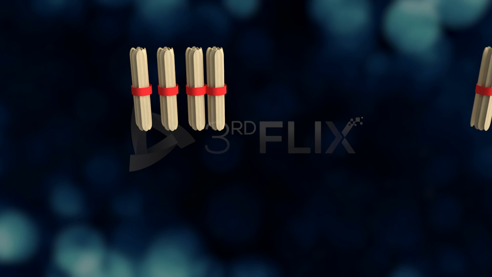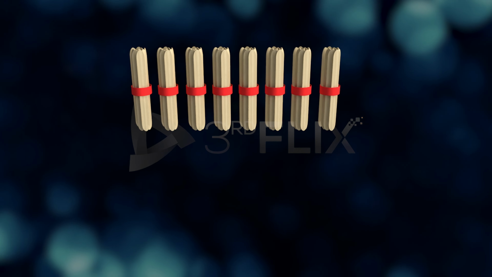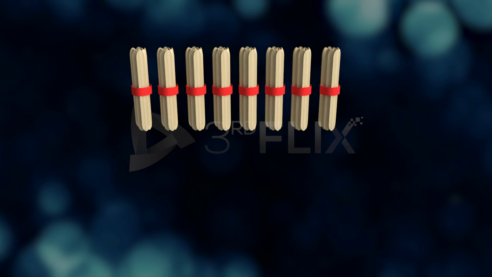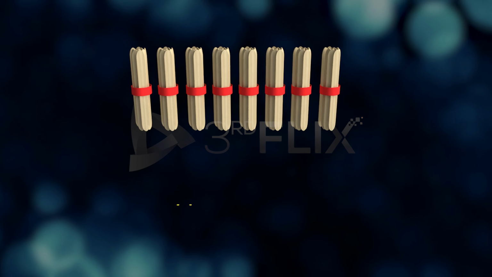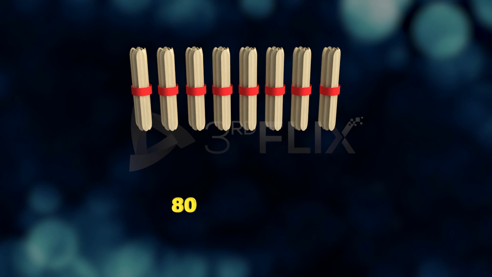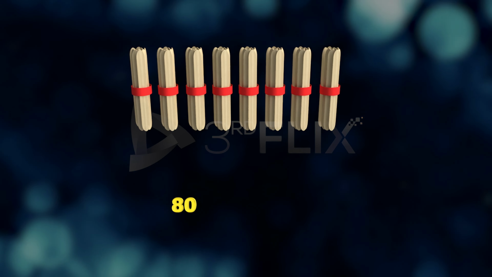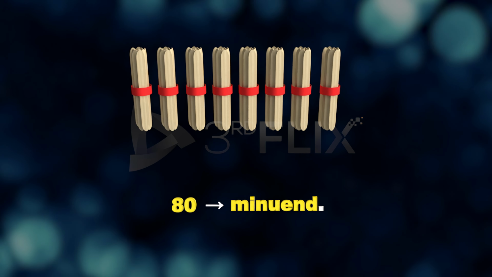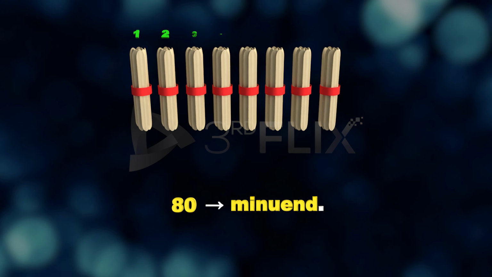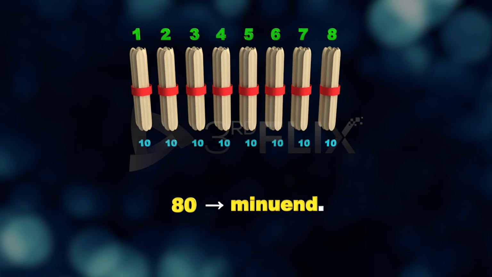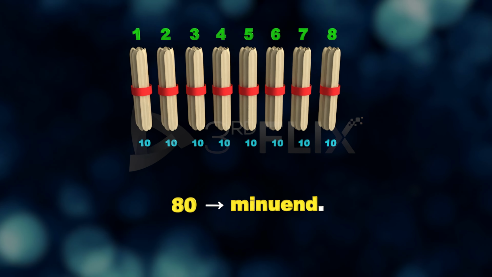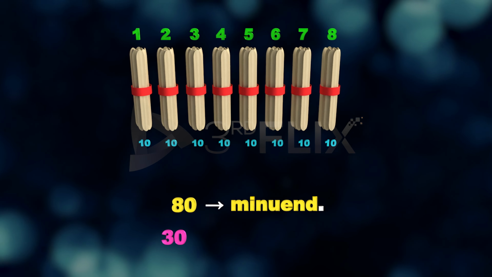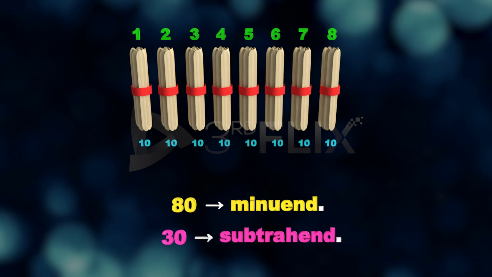Let us find the answer using bundle of sticks and loose sticks. Balu has 80 pots. Here, 80 is the minuend. 80 pots is equal to 8 bundles of 10. Balu gives 30 pots to the tiger. Here, 30 is the subtrahend.